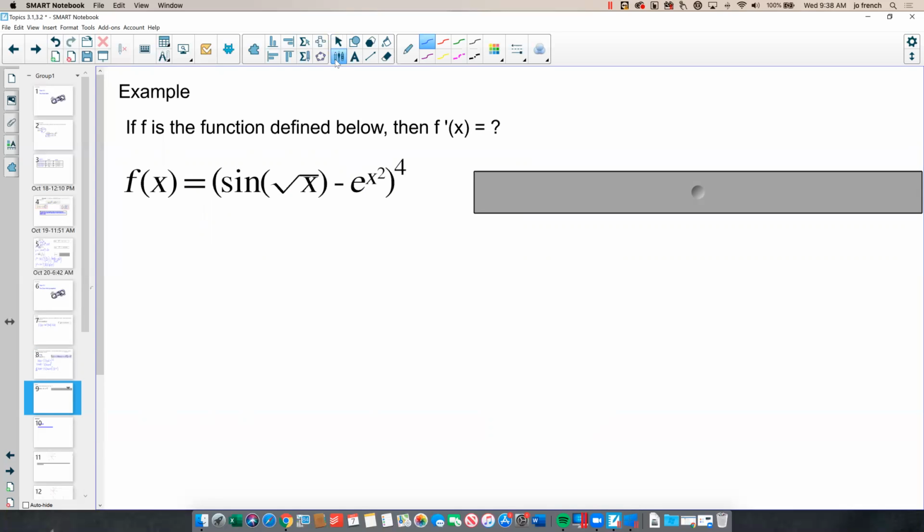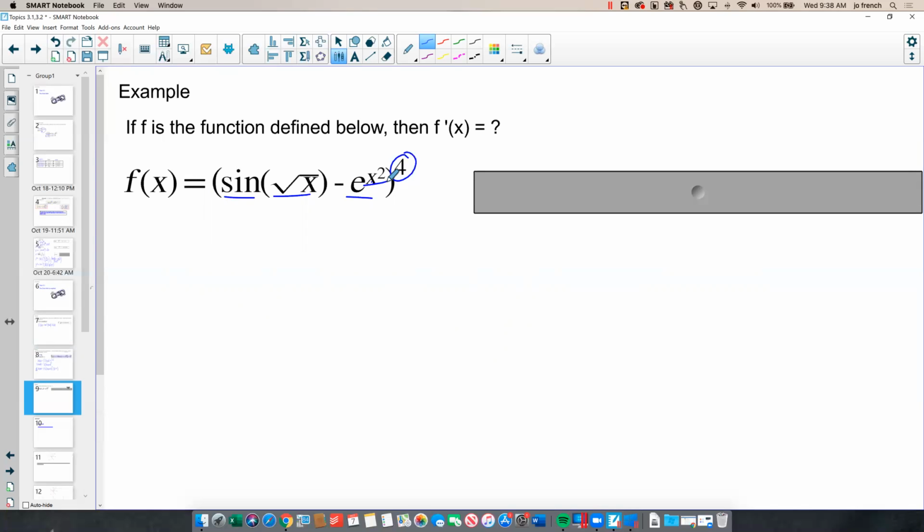So in my mind, I think about, well, what's my outside operation? That's going to be, once I've calculated everything inside the parentheses, I raise it to the fourth power. So that is my outside operation. Inside, I have the sine minus e to a power. So the next thing I would do is take the derivative of my sine and e, leaving those things that I am using with the sine and e alone, and then finally multiplying by that final operation, the square root of x or x squared, those derivatives.